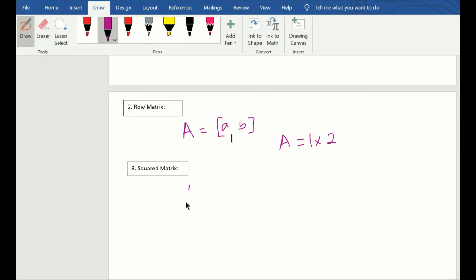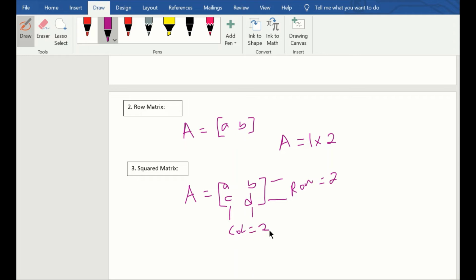Let me say I have matrix A again. This time it is equal to, this is A, this is B, this is C, this is D. Now, this is a squared matrix. Why is it a square matrix? Because I have 2 rows, and I have 2 columns.